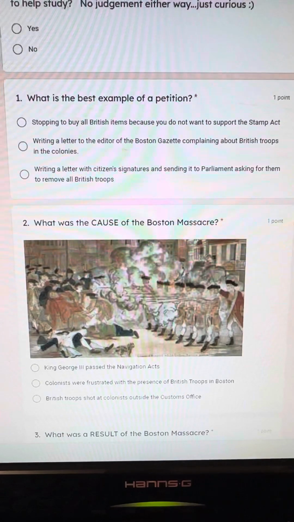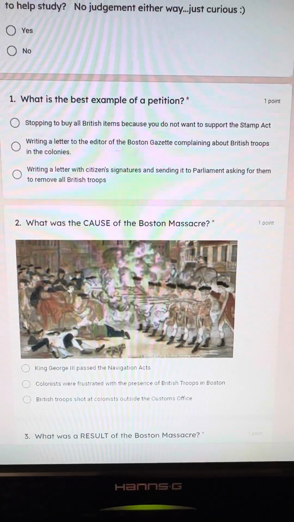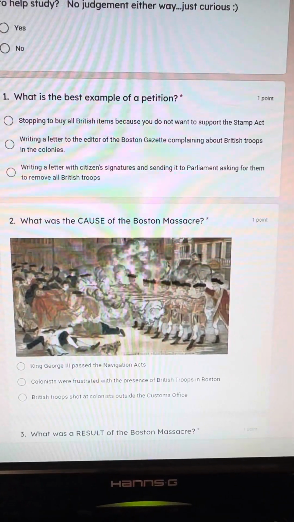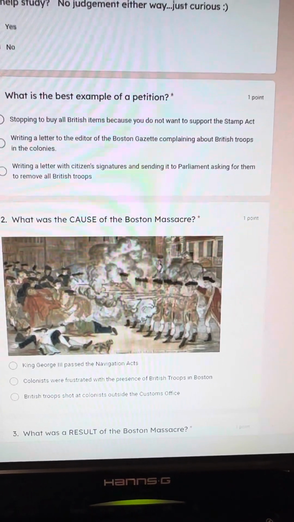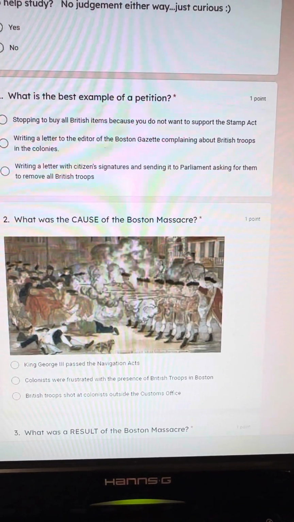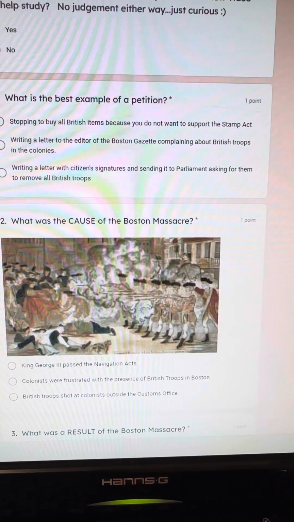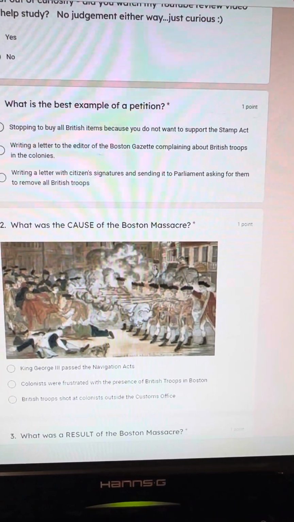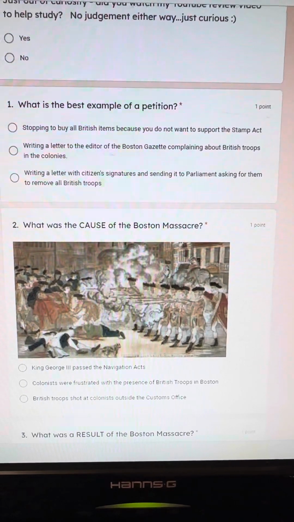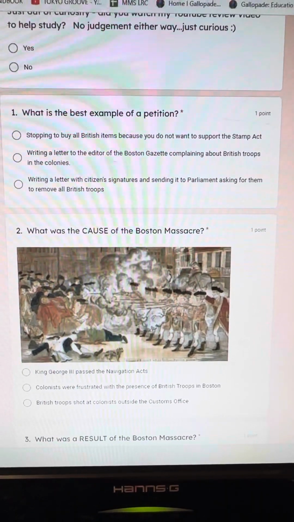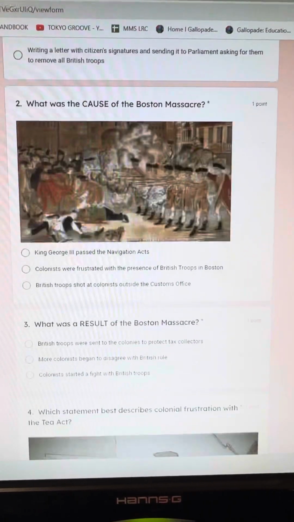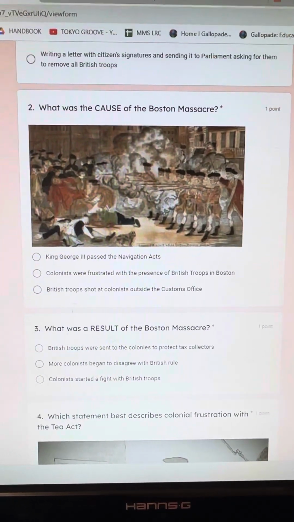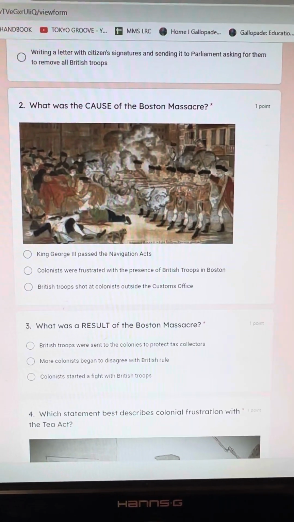Question 1, the stuff that matters. What is the best example of a petition? A, stopping to buy all British items because you do not want to support the Stamp Act? B, writing a letter to the editor of the Boston Gazette complaining about British troops in the colonies? Or C, writing a letter with citizen signatures and sending it to Parliament asking them to remove all British troops? Remember, I'm going to move quick because you can pause at any point.